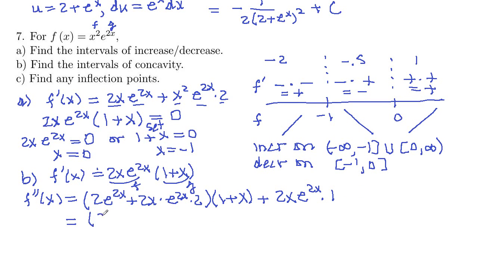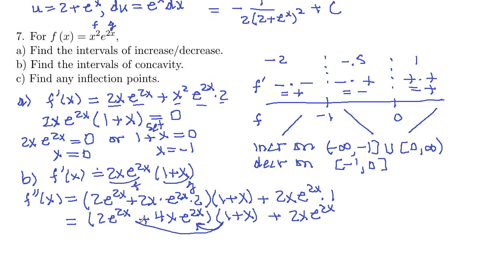So inside the parentheses here, we've got a 2 e to the 2x plus 2 times 2x, 4x e to the 2x. And that's multiplied by 1 plus x. And then we've got a 2x e to the 2x on the end. So let's see, we want to take our 1 and multiply it by each one of these guys, and then do the same thing with our x. Multiply that by each one of these. So we're going to FOIL that out, basically.